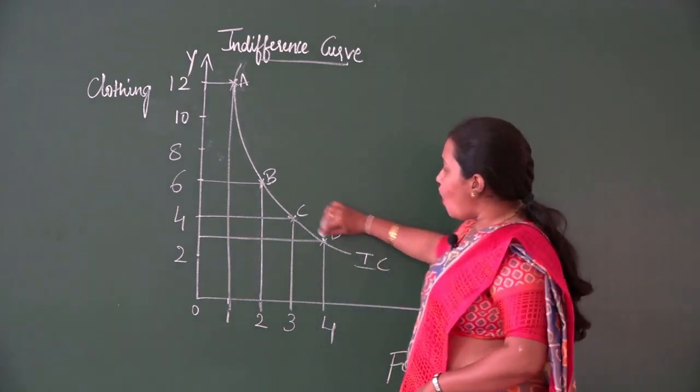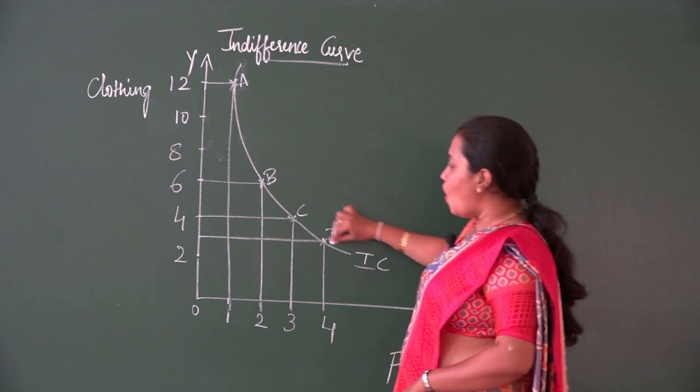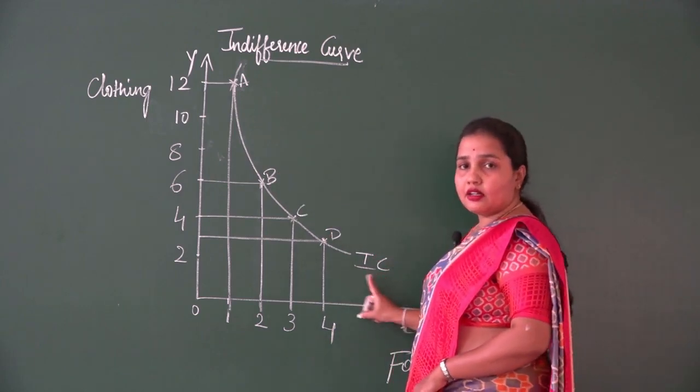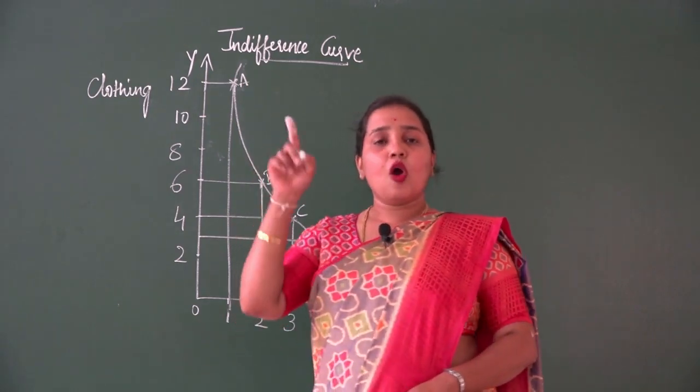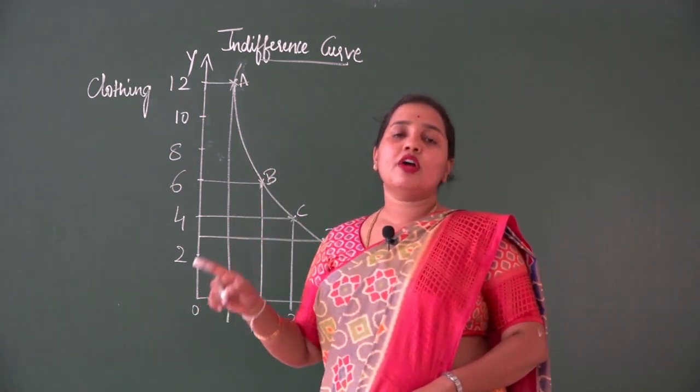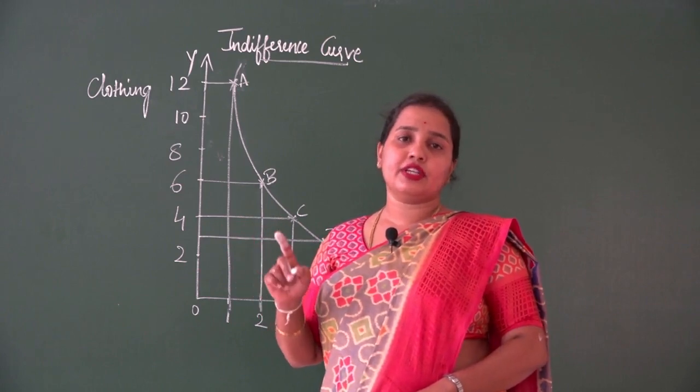By joining all the points, we get a curve which is called an indifference curve.